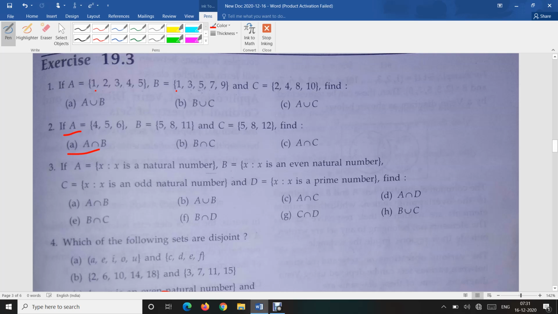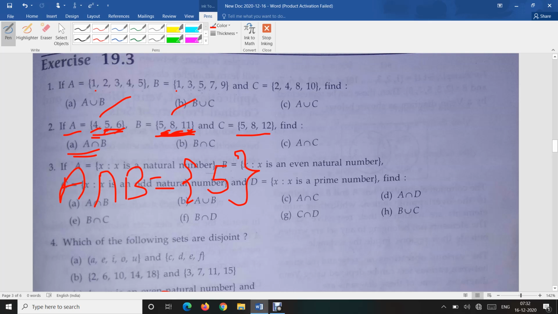Just like we have set A as 4, 5, 6, set B as 5, 8, 11 and set C as 5, 8, 12, and we have to find A intersection B. So how can we find A intersection B? This is the set A and this is the set B. We have to find the elements which are common. 4 is present in set A but not present in set B. 5 is present in set A and also present in set B, so we can write 5. Now 6 is present in set A but not present in set B. Similarly 8 and 11 are present in set B but not present in set A. So only 5 is the common element from both the sets. So A intersection B will be 5.